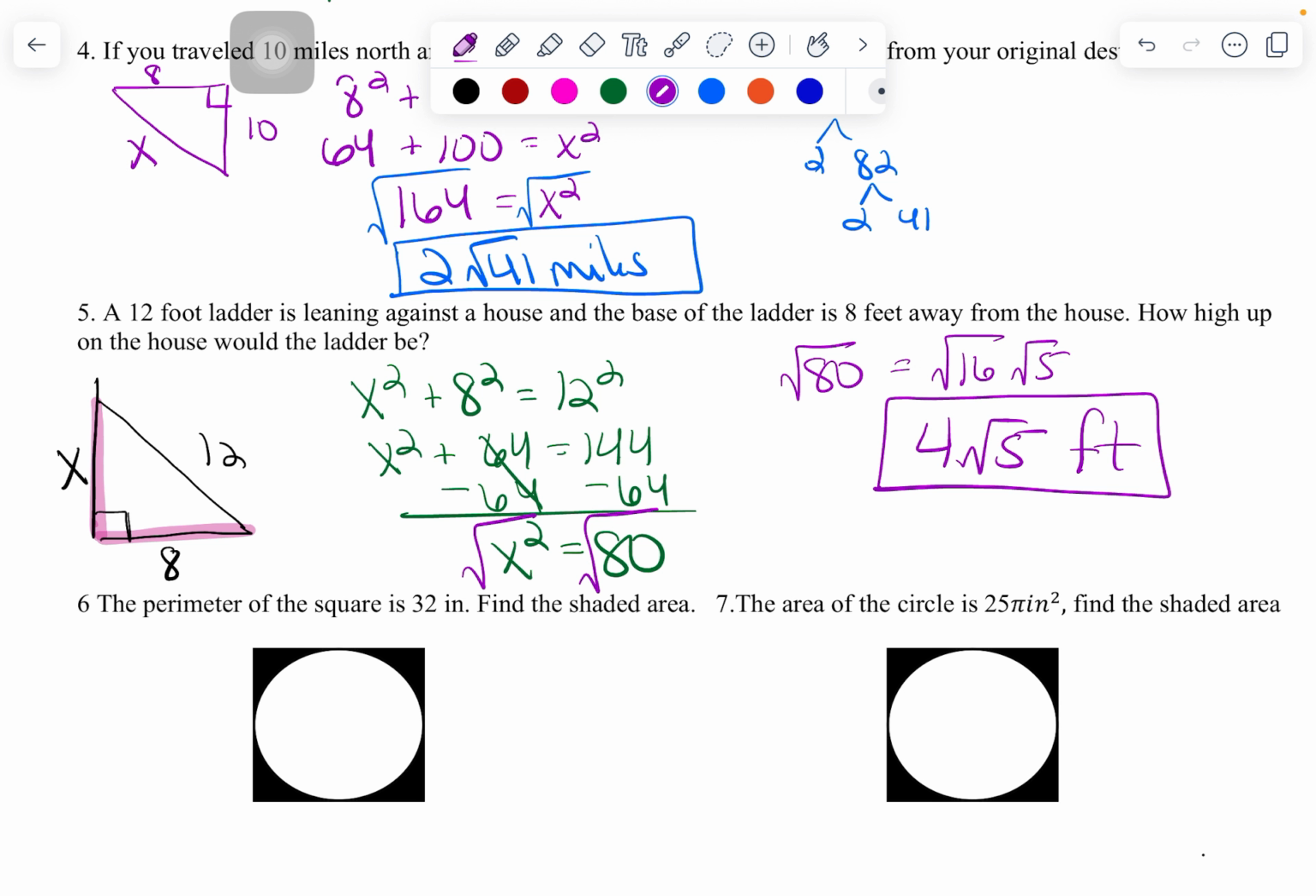Okay, all right, I'm going to go ahead and close the video here for this set of problems on Pythagorean theorem. Clearly, you can see we have a couple more problems on circles and squares. I'll do another video for those.